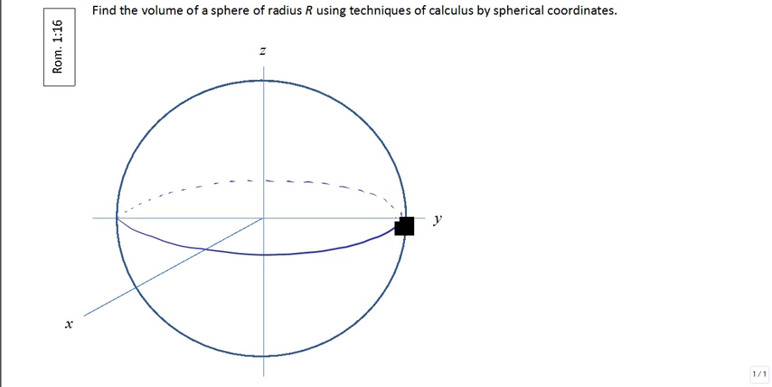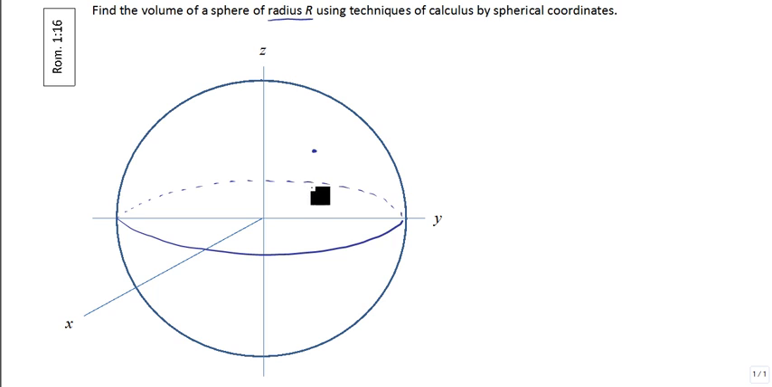We have rectangular coordinates as I've outlined here, the x coordinate, y, and z. Our sphere has a radius of capital R, and to approach this problem using spherical coordinates, let's remind ourselves that a point within this sphere, let's suppose it's this point right here. This point, of course, in rectangular coordinates would have the ordered triple x, y, z.